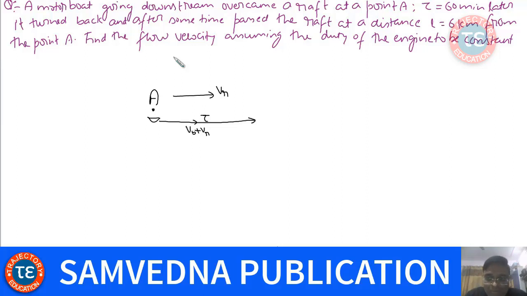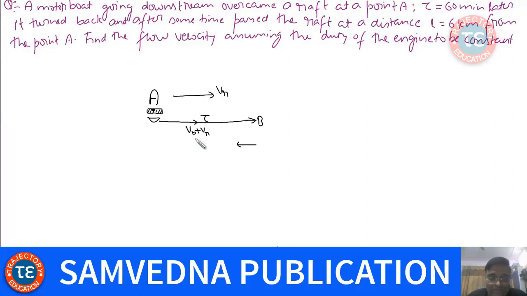If the boat is moving upstream, then the velocity of the river gets subtracted from the velocity of the boat in order to give you the net velocity. So it is moving downstream for time tau. Its velocity in this direction is going to be VB plus VR. Suppose it reaches point B. Now from here it returns back, and here there was a raft.